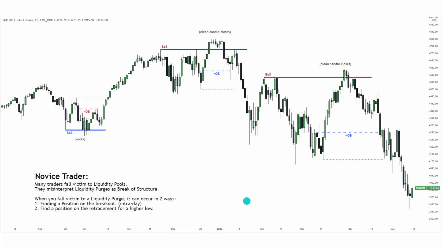So something a little like this. You have a high here and a high. Price closes cleanly above these highs, and people would consider that a market structure break with a clean candle close. So they start looking for buys and an order block, but that order block doesn't hold and just completely reverses in their faces.